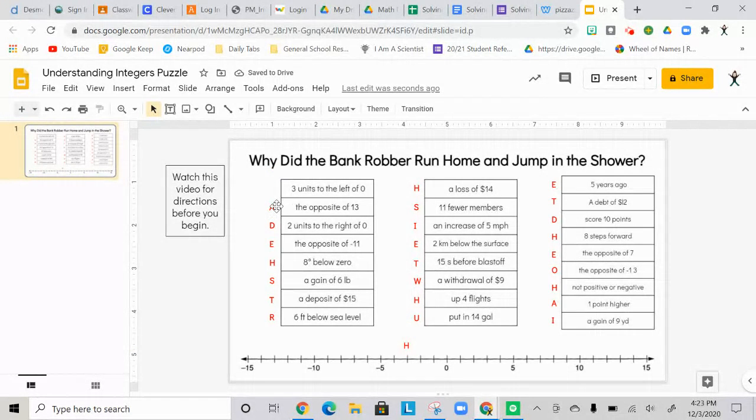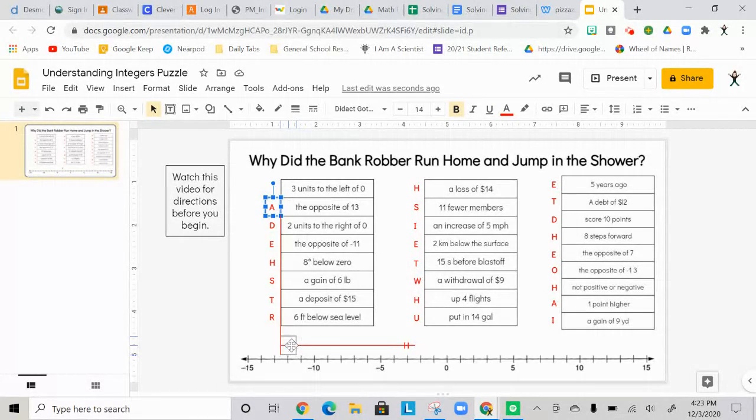And then I'm going to move to the next letter, the opposite of 13. So 13 is a positive number. The opposite of positive 13 would be -13. So again, I'm going to click that letter. I'm going to get that plus sign over it. And then I'm going to drag it to -13. So here's -10, 11, 12, 13. And I'm going to leave it above that tick on the number line.